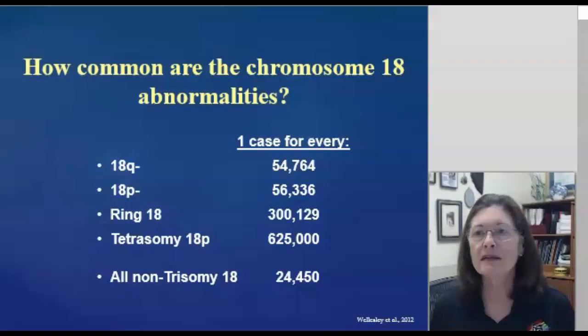And tetrasomy 18p, the most rare, is about 1 in 625,000 births. Altogether, the non-trisomy 18 chromosome 18 abnormalities in this study occurred in about 1 in every 24,000 births. So these aren't rare conditions, these are ultra-rare conditions.